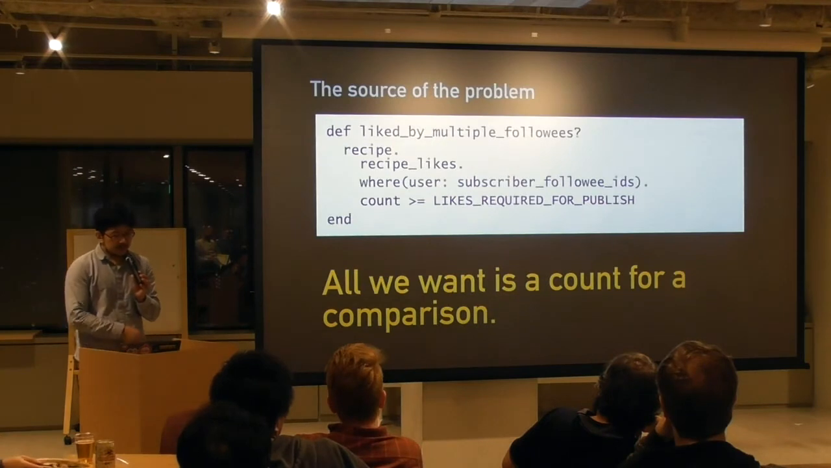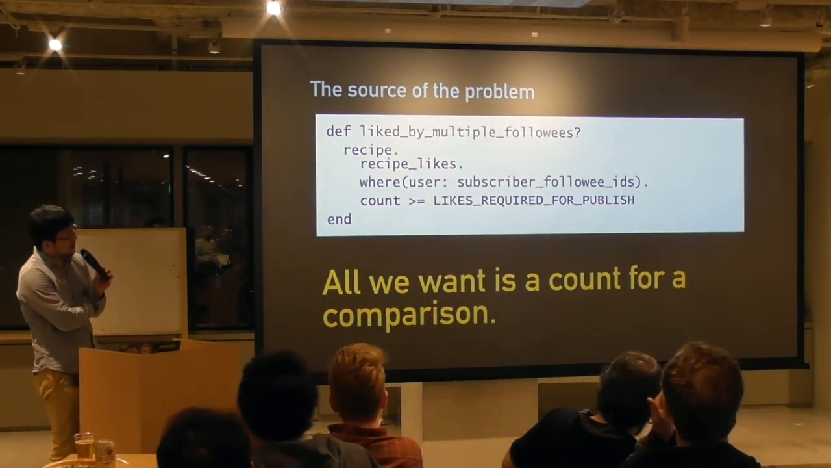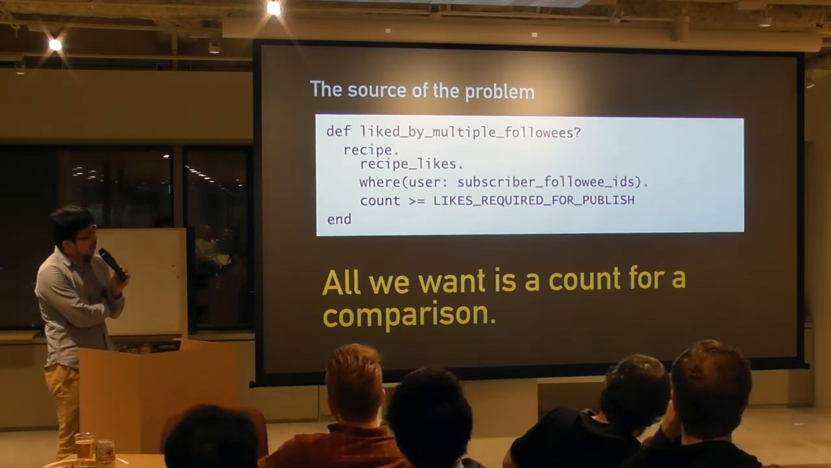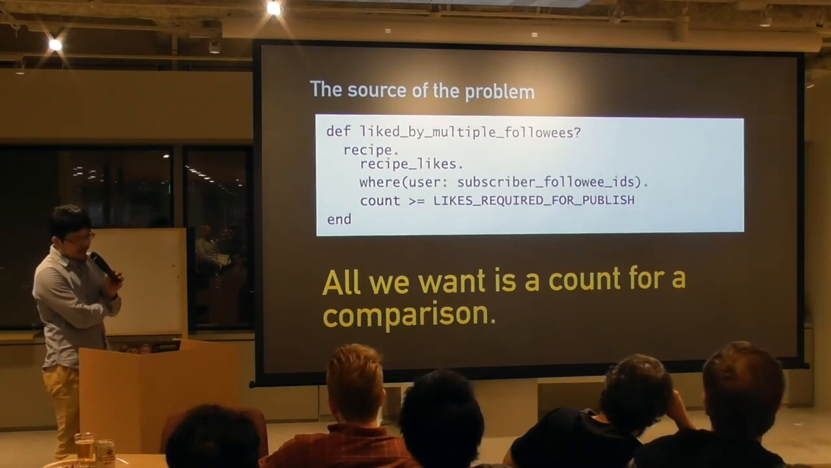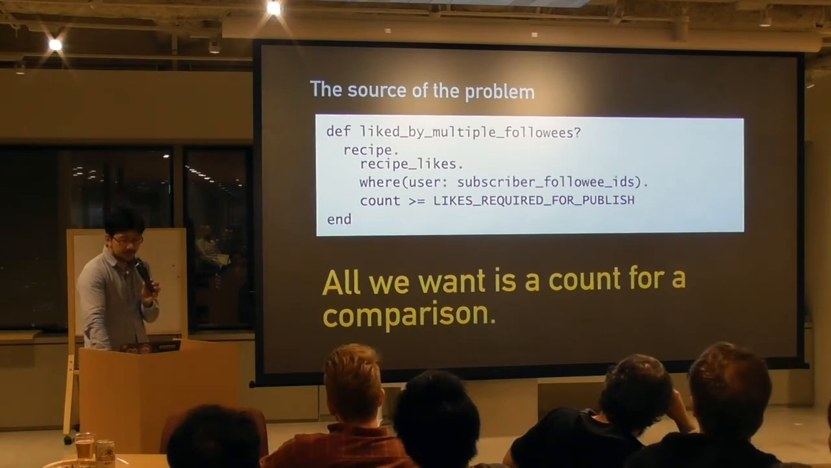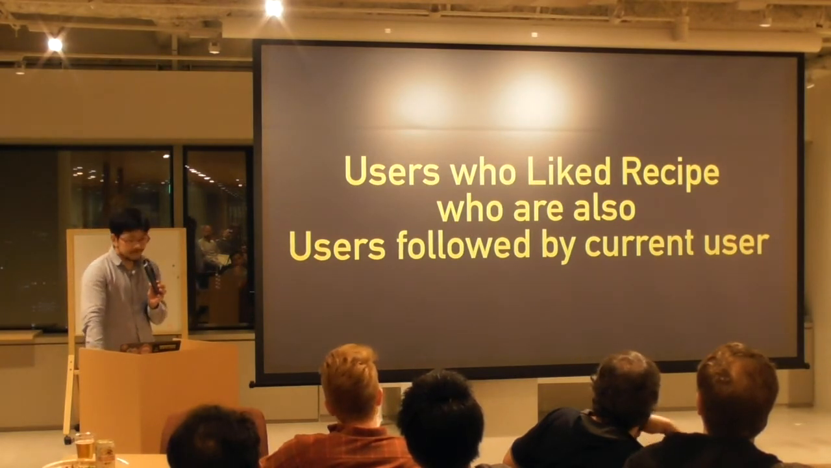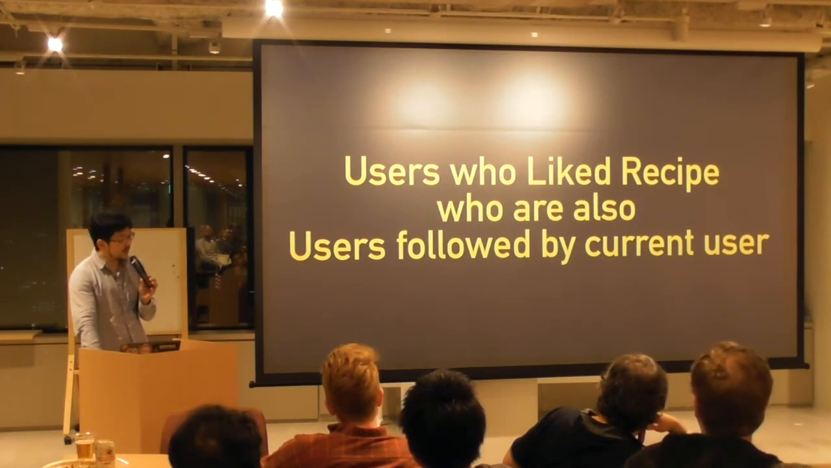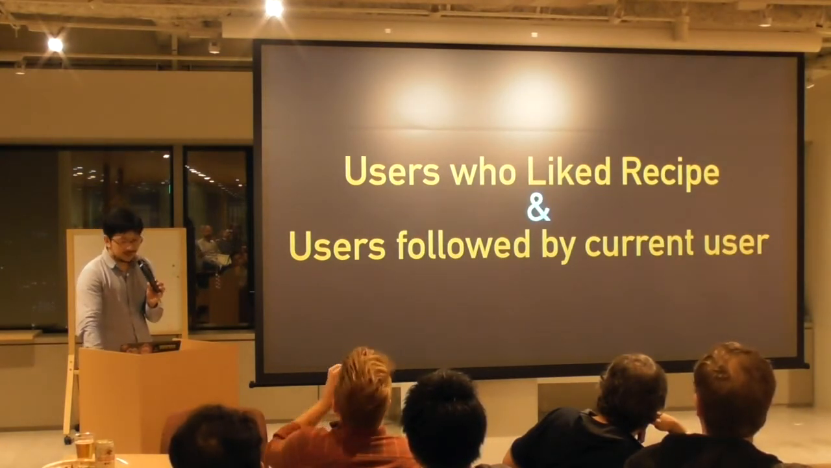Going back, what we really want to do is just see if a recipe was liked by multiple followees. So we actually only want to do a comparison here. We don't actually have to get the full count. So instead, we can rephrase the feature like this: users who like the recipe who are also users followed by the current user. This is also a logical intersection.